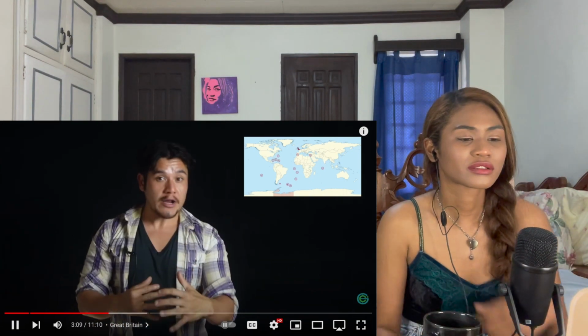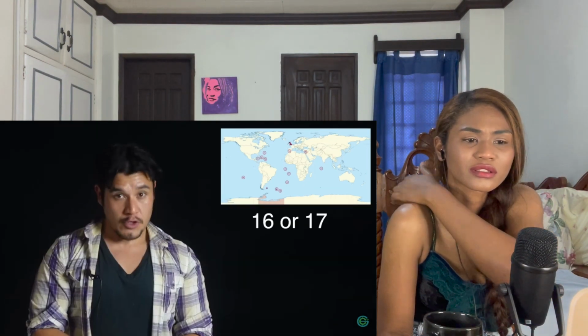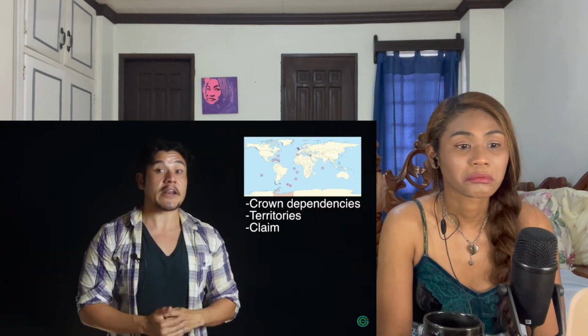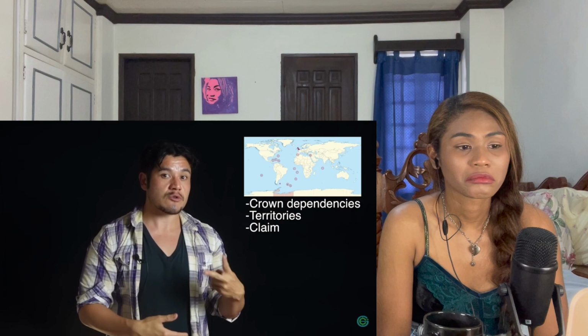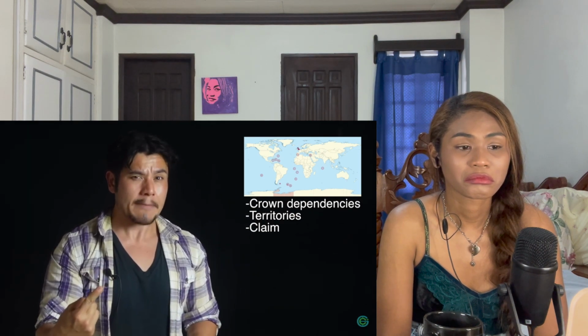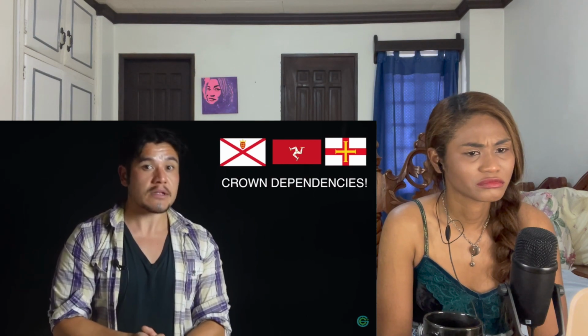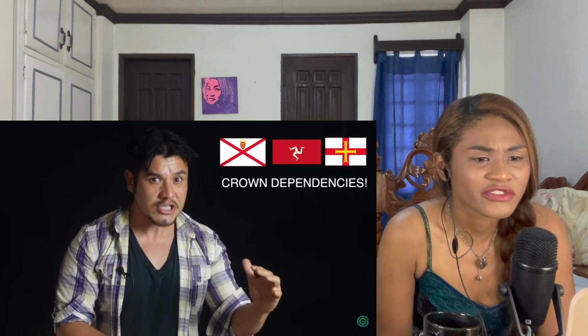Things outside of Great Britain and Northern Ireland. Now, the UK has 16 or 17 territories, depending on how you look at one of them, divided into 3 different types in 3 oceans, 2 seas, and 1 separate continental landmass. Let's start with the closest entity, the 3 crown dependencies, which are islands that do not belong to any of the constituent nations. You've probably seen those flags before.